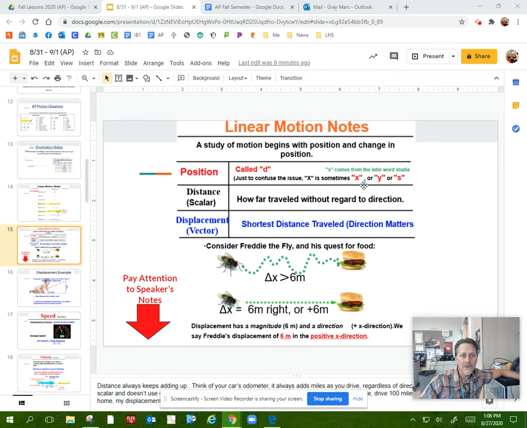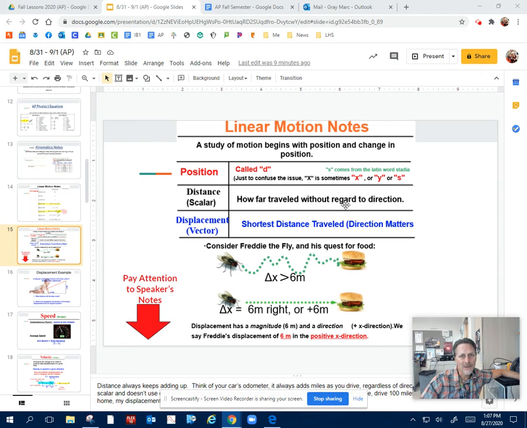In AP physics, we often give it the letter x. We also give it the letter y sometimes when we're talking about vertical position. And there's a traditional thing in AP physics where they give the letter s. And so these are all just different ways that you could talk about position. So be wary of all of those things.